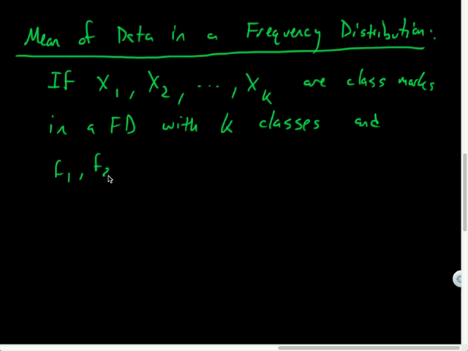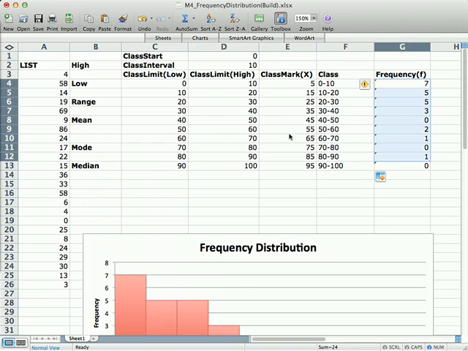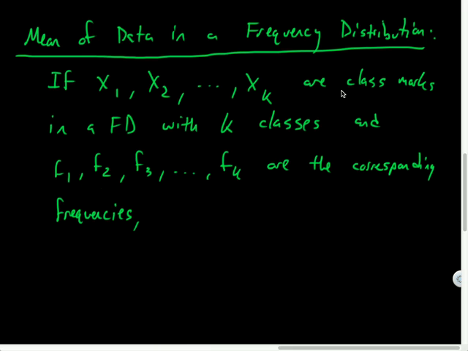F1, F2, F3, dot, dot, dot, all the way through Fk are the corresponding frequencies. Right? So in my case, F1 would have been the 7, X1 would have been the 5. And we said a moment ago, to find the sum of that whole class, we could probably just multiply 7 times 5, right?